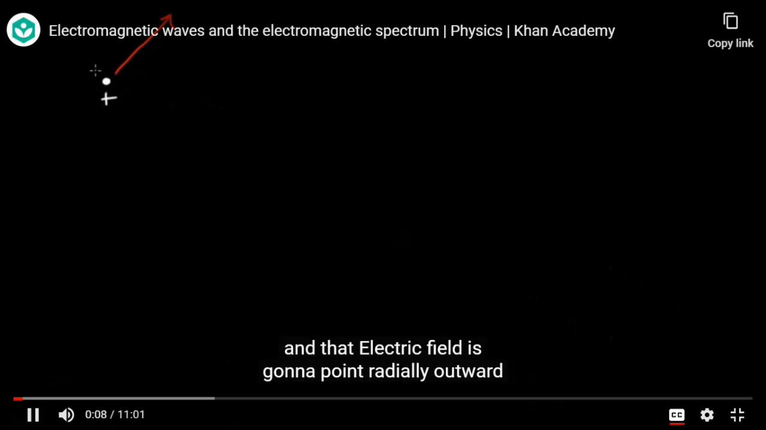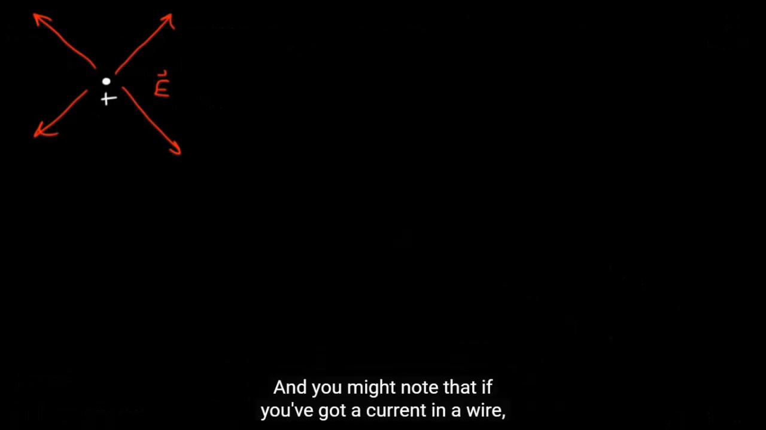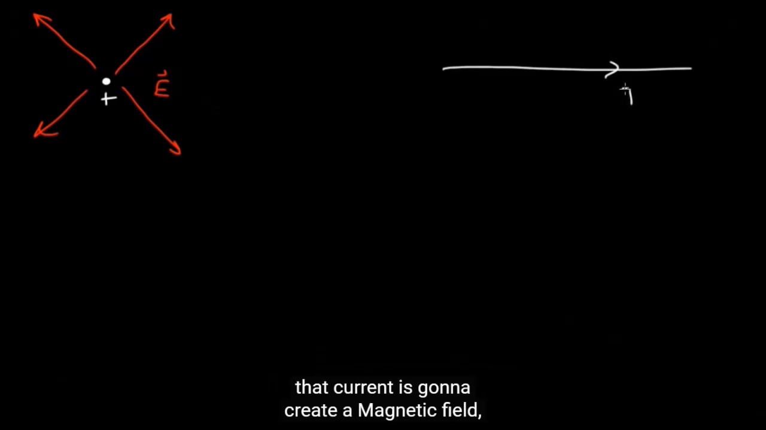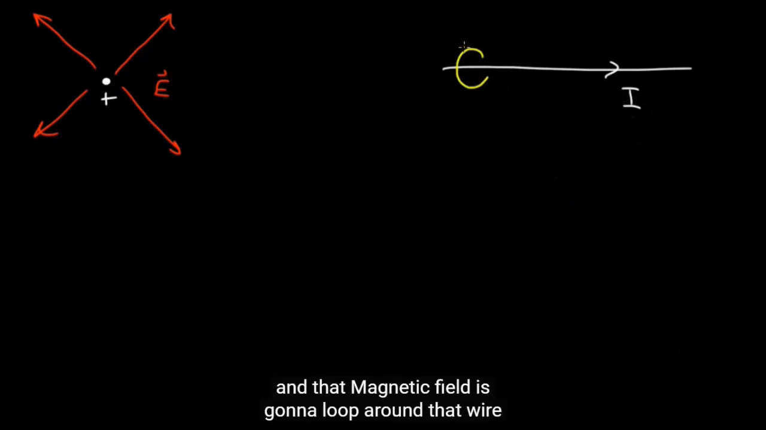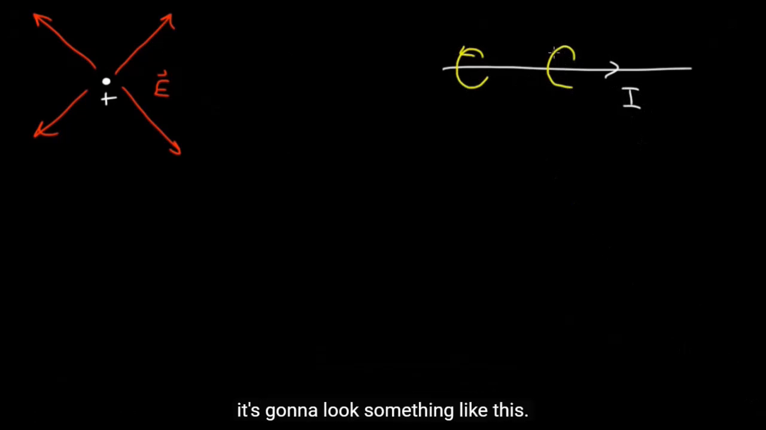Positive charge sitting out in space is going to create an electric field, and that electric field is going to point radially outward away from the positive charge. And you might know that if you've got a current in a wire, that current is going to create a magnetic field, and that magnetic field is going to loop around that wire. It's going to look something like this.